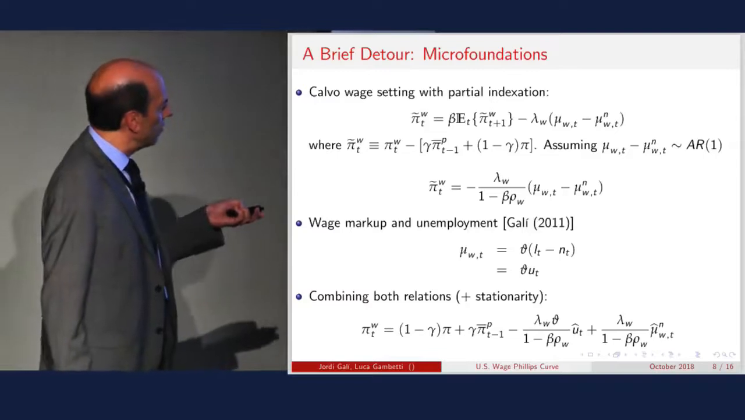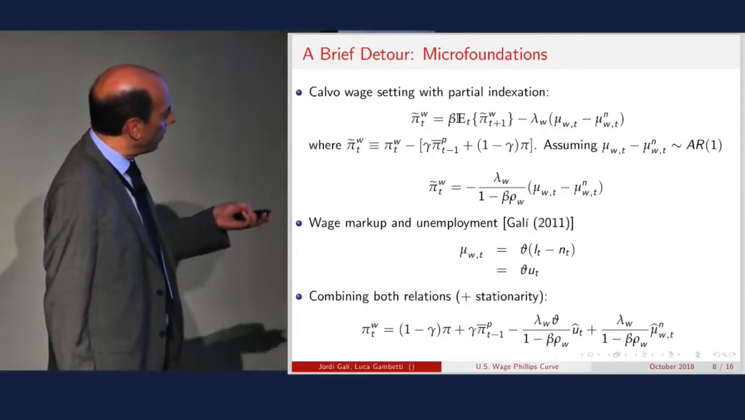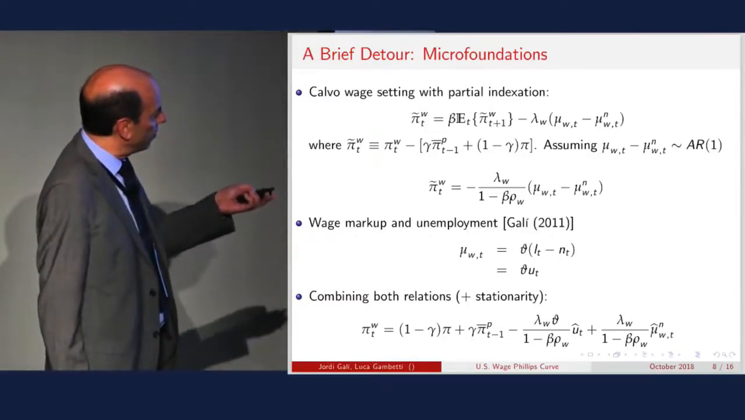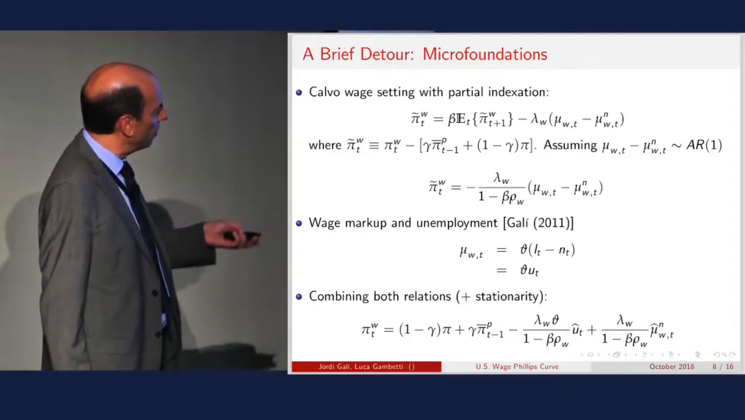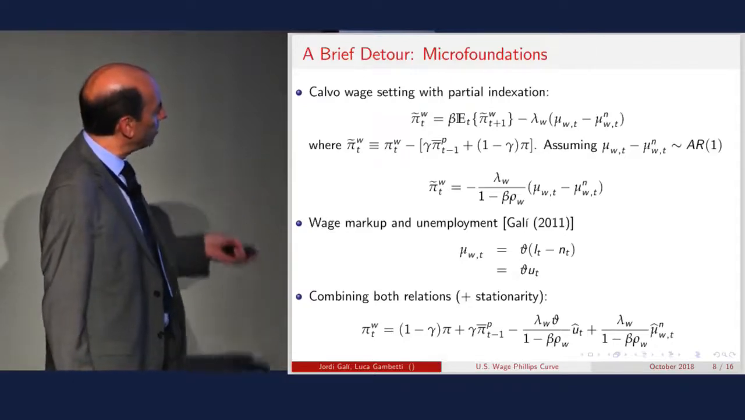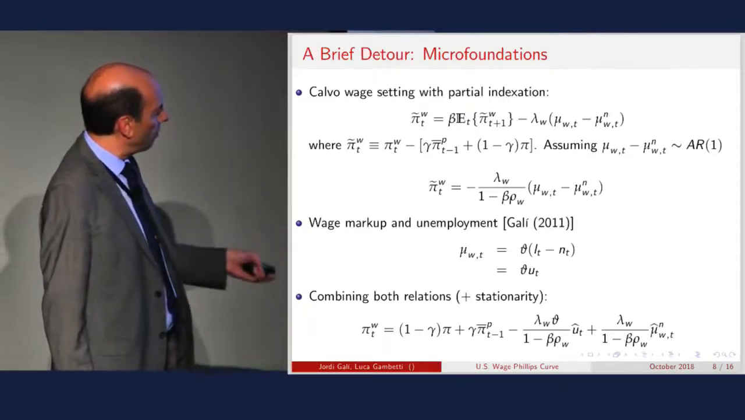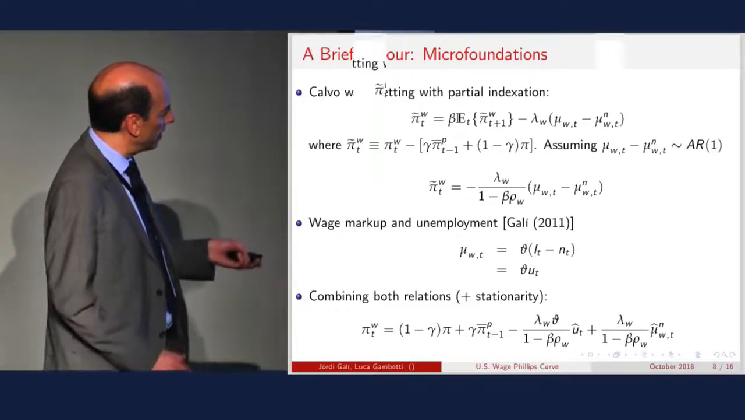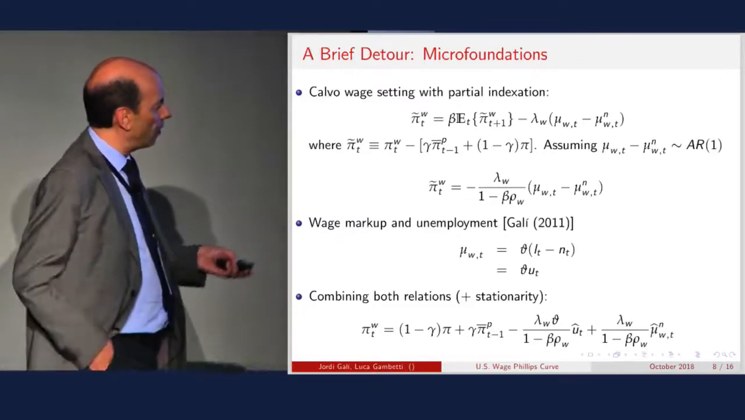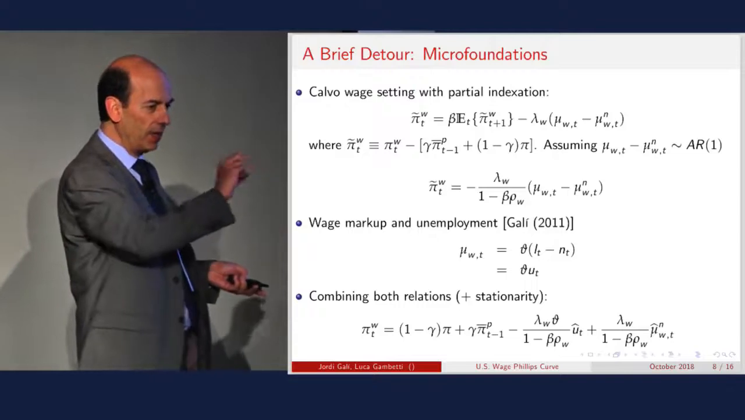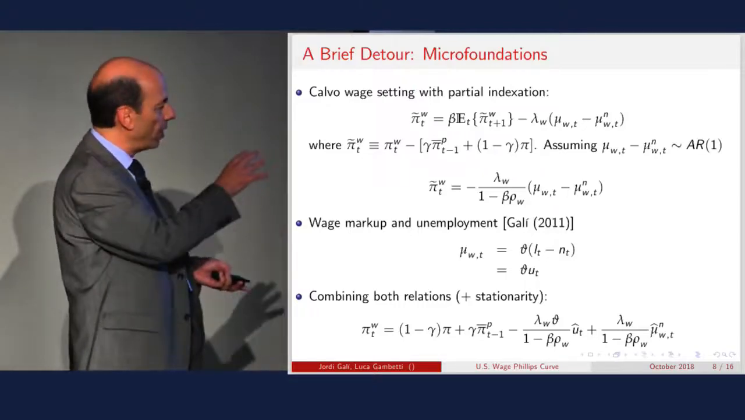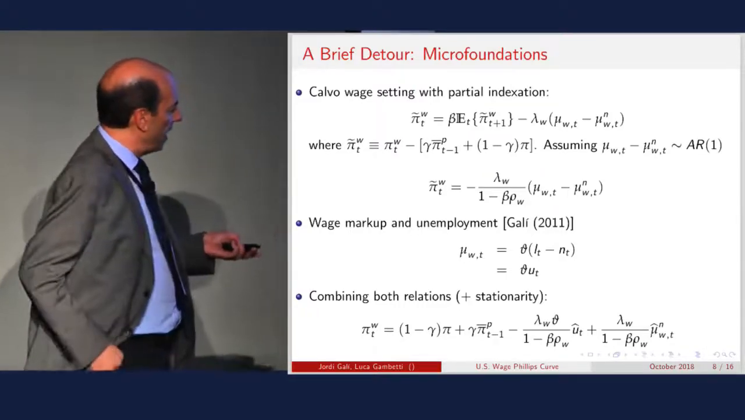Okay, so now you can plug this into here. You can combine the two and rearrange terms, and you get a wage inflation equation that looks like this. And this, as you can see, takes exactly the same form as that simple equation that I showed you earlier that we're going to estimate.